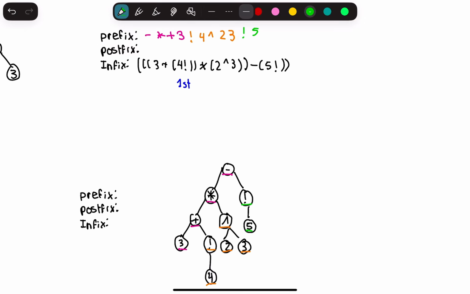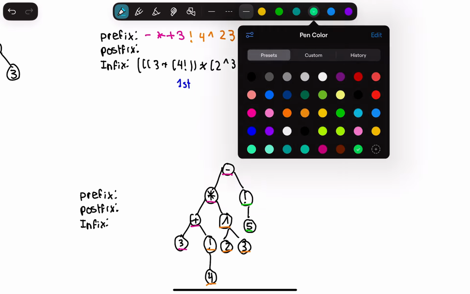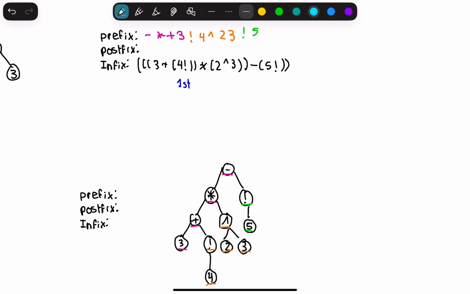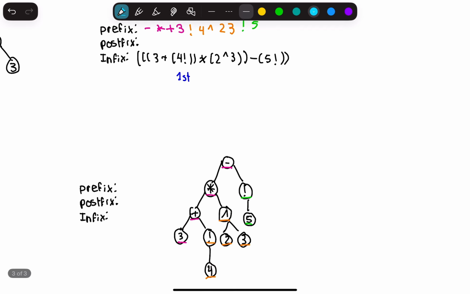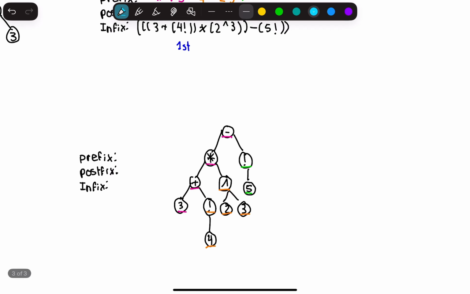Now, for postfix, let's trace it. Let's say we start off with the left. Postfix is from left to right to the root. So then you start off with 3, then you go left, then you go right. So that's going to be 4, and then you go to the root. So the root of that is just this.